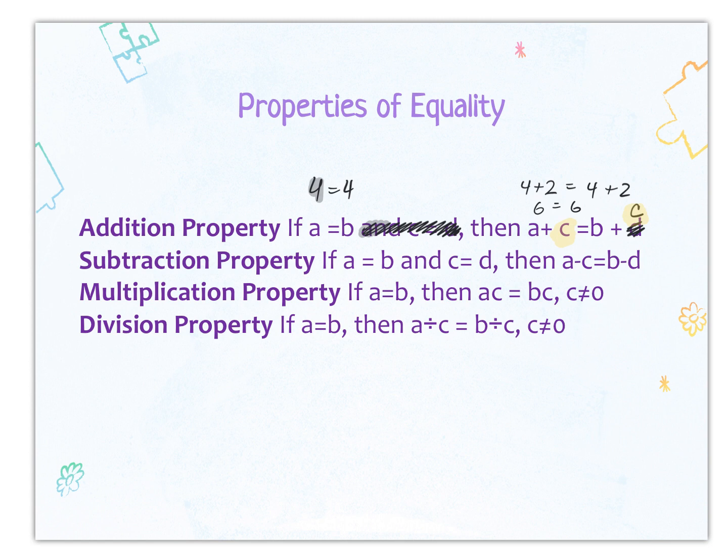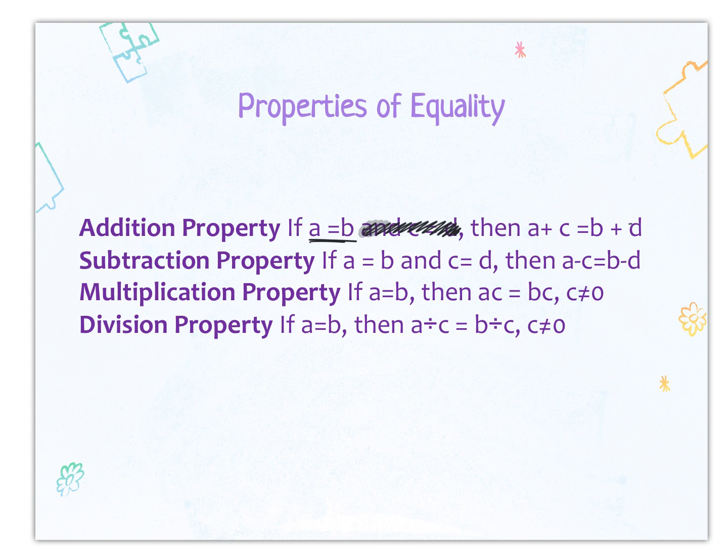So if I start with an equation where the left and the right side are equal, as long as I add the same thing to both sides, it's going to continue to be equal and it's going to continue to be balanced, okay? Now, the subtraction property is going to be of the same idea, okay?